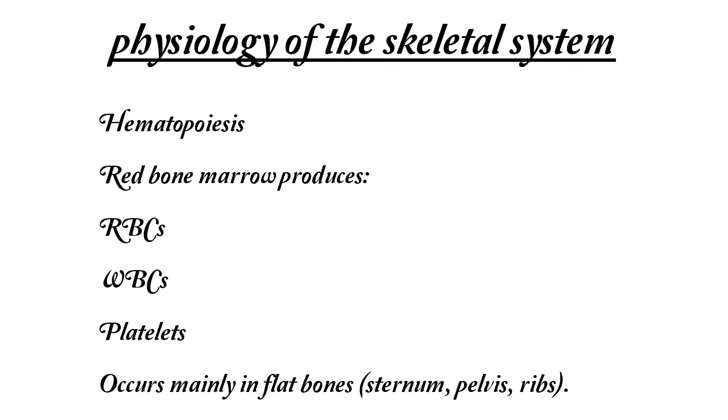Now, inside certain bones is red bone marrow, and this is where blood cells are produced. This includes the red blood cells, white blood cells, and platelets. Major sites for hematopoiesis in adults are flat bones like the sternum, the pelvis, and the ribs.